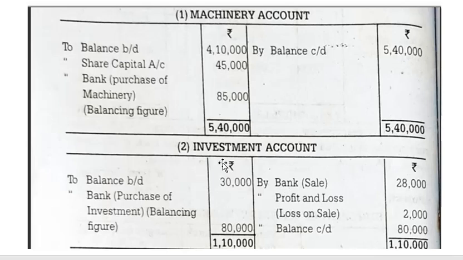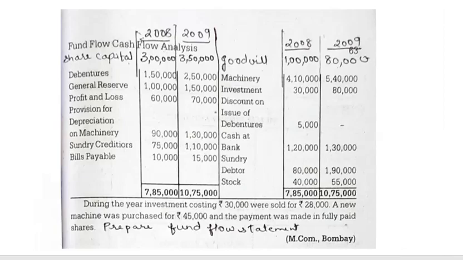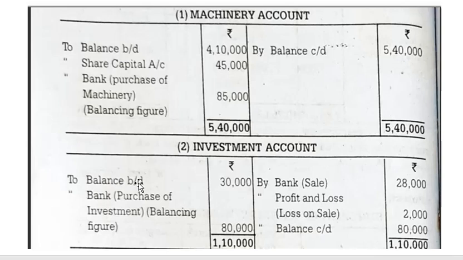Next is investment account. There is a sale of an investment. So see here, this investment costing 30,000 was sold for 28,000. There is a loss also, 2,000. We have to show this in an account. See, to balance brought down, that is the opening balance. There is a sale by bank account 28,000.